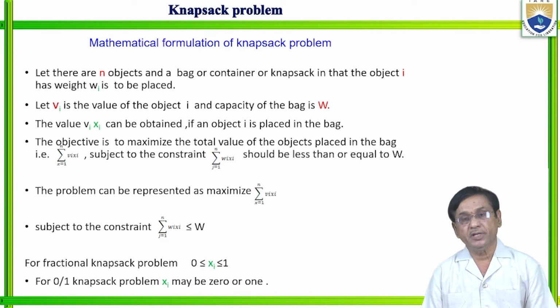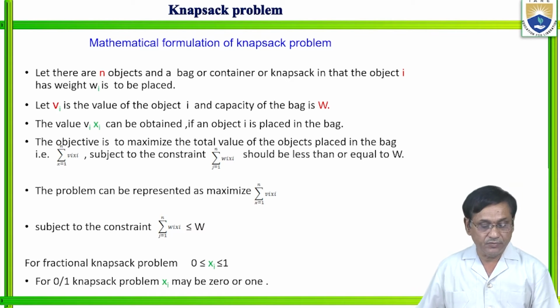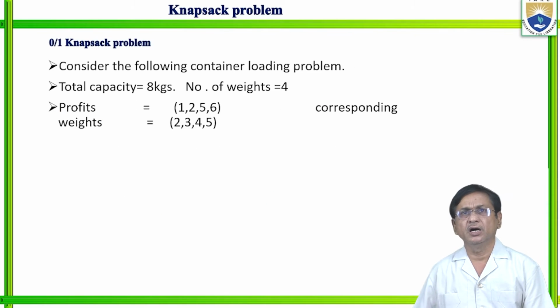The problem can be represented as maximize sigma Vi into Xi, i equal to 1 to n, subject to the constraint sigma Wi into Xi, i equal to 1 to n, should be less than or equal to W. For the fractional knapsack problem, we can also write 0 less than or equal to Xi less than or equal to 1. For the 0-1 knapsack problem, Xi may be either 0 or 1.